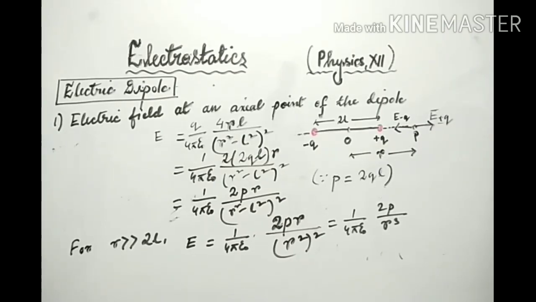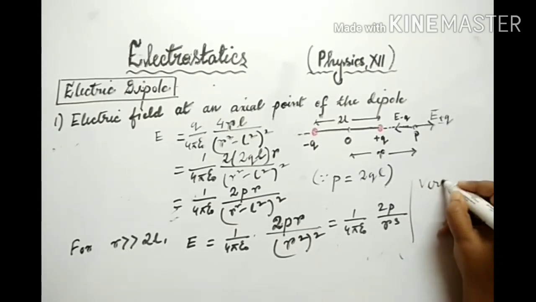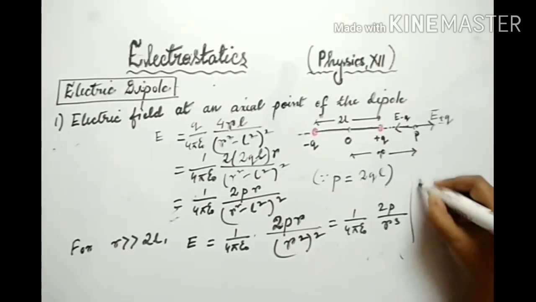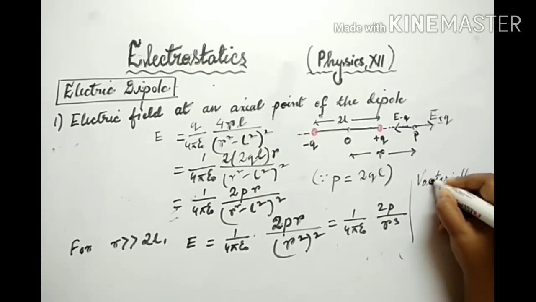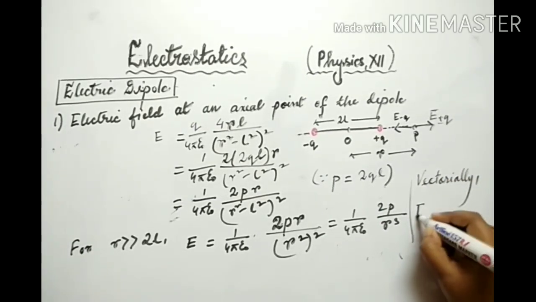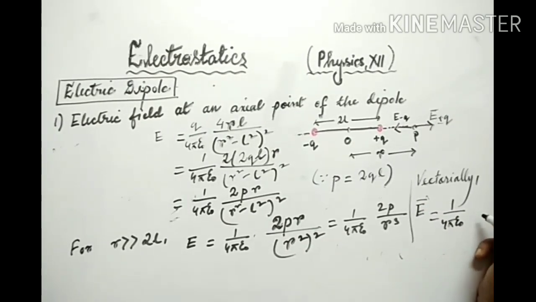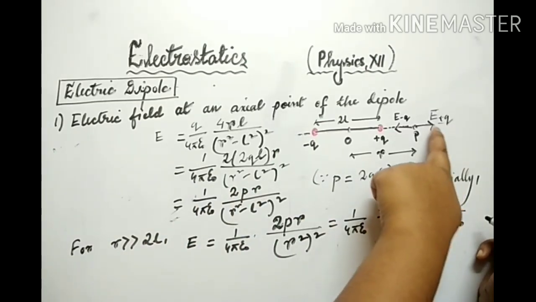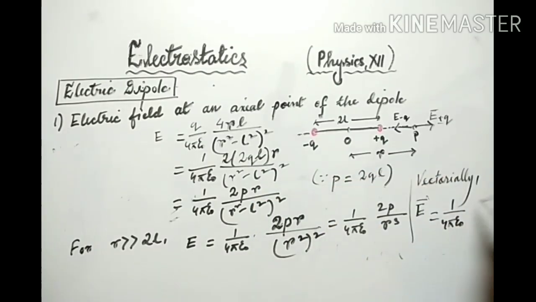Now you can see it is a scalar form. If you want to write it vectorially, how will we write it? Vectorially, how to write this? E vector equals 1 by 4 pi epsilon naught. We have taken the direction from minus Q to plus Q. That means the electric field is directed towards the right. So we write it as 2p vector by r cube.